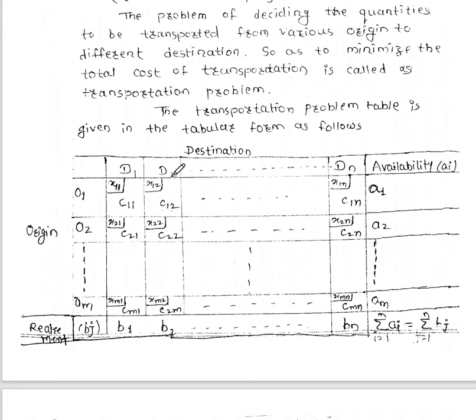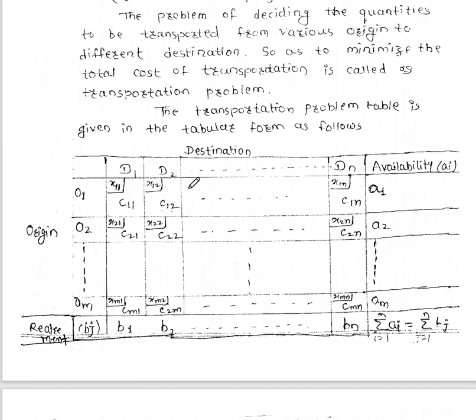So destinations. Here D1, D2, Dn are the different types of destinations. Sorry, these are the origins, different types of origin O1, O2, Om, and these are the origins with availabilities a1, a2, am. And these are the destinations D1, D2, Dn with requirements of b1, b2, bn. Then x11, x12, x1n, x21, x22, x2n, and so on, xm1, xm2, xmn.